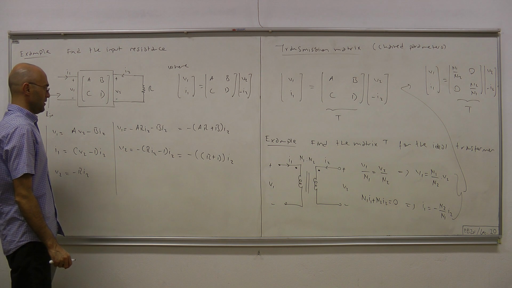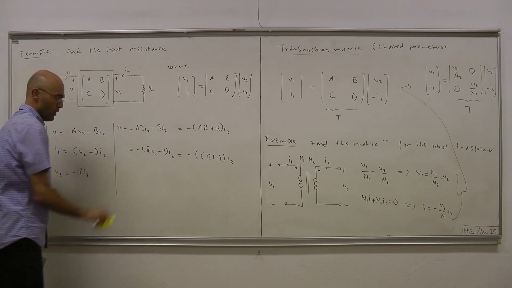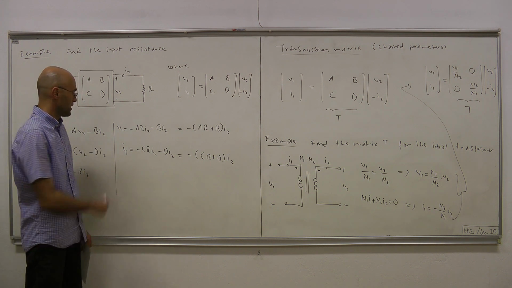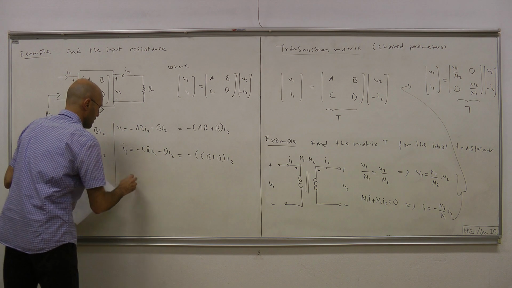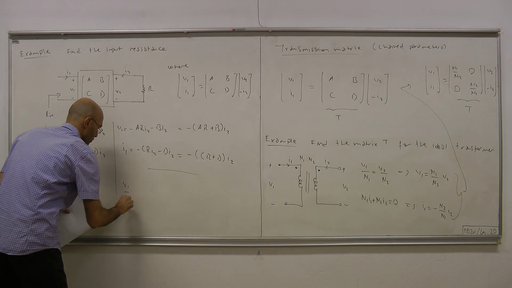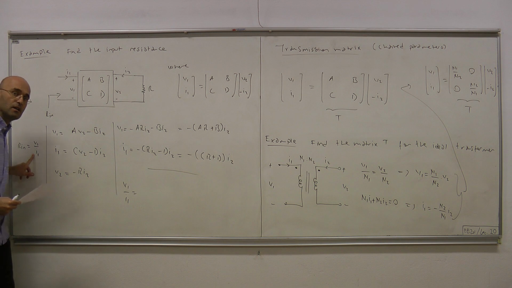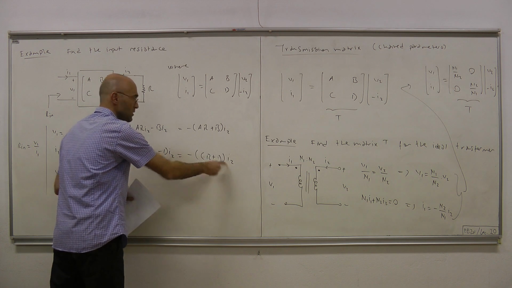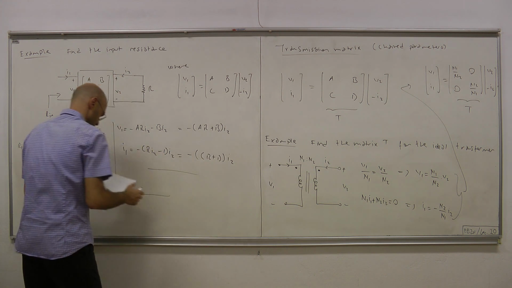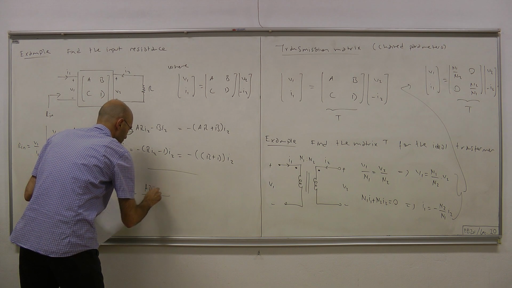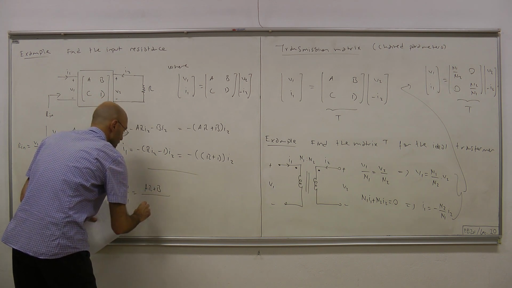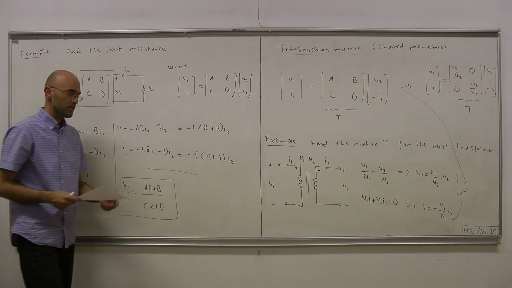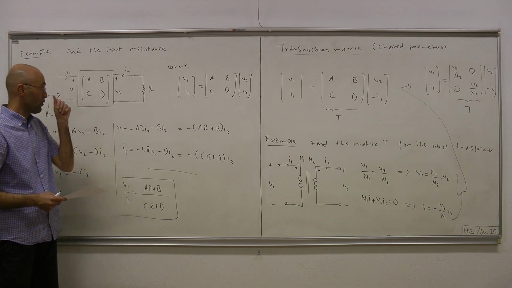Excuse me, this is I1. And now we can take the ratio of V1 to I1, V1 over I1, which is by definition the input resistance, equals this over that. I2s will cancel, these minuses will cancel. So what we have here is AR plus B over CR plus D. Okay, so that's the input resistance for this one.